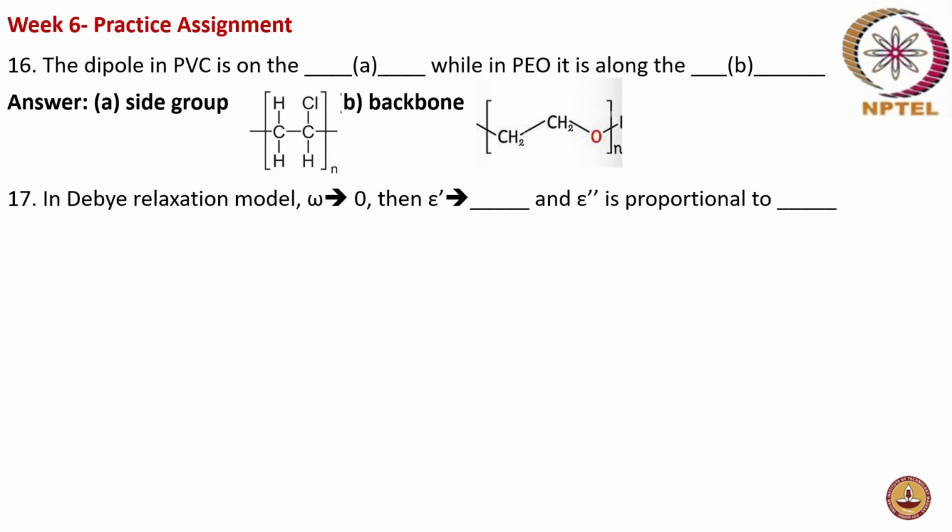You want to give it a thought? Anything you are able to recollect? It tends to zero. Tends to 0? No? It is in linear proportion with omega. No. Actually, if you know the model equation, you can find out what happens to the dielectric permittivity and dielectric loss.